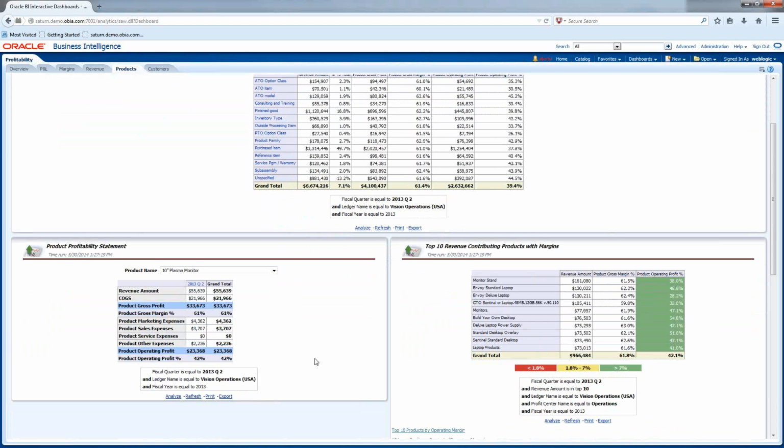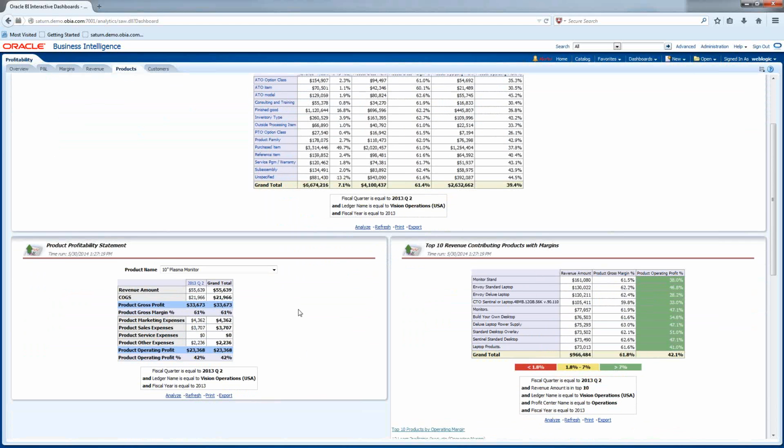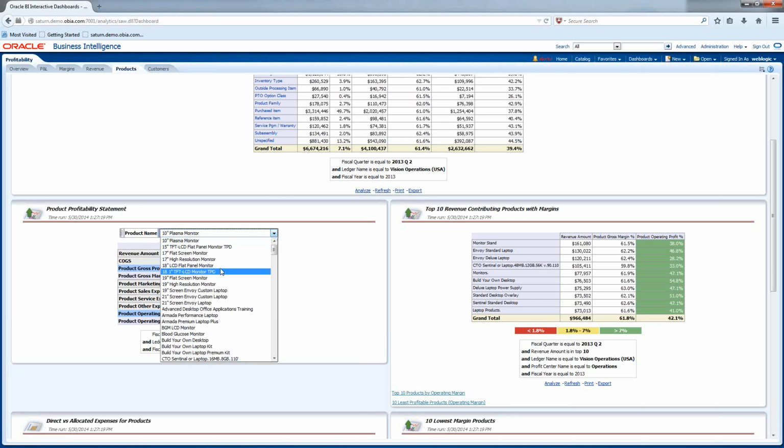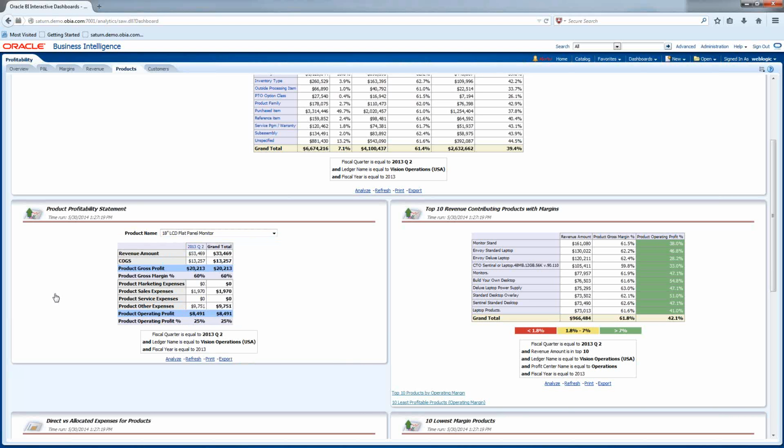Moving down, we look at our product profitability statement. This is for a particular product, this plasma monitor. We can look at profitability by any one of our leading products and see what the key drivers underneath are, as a percentage.